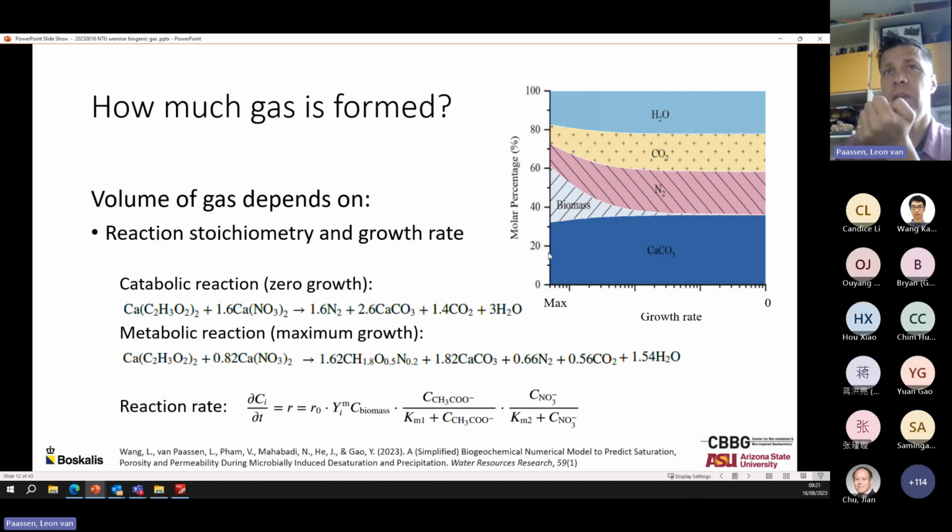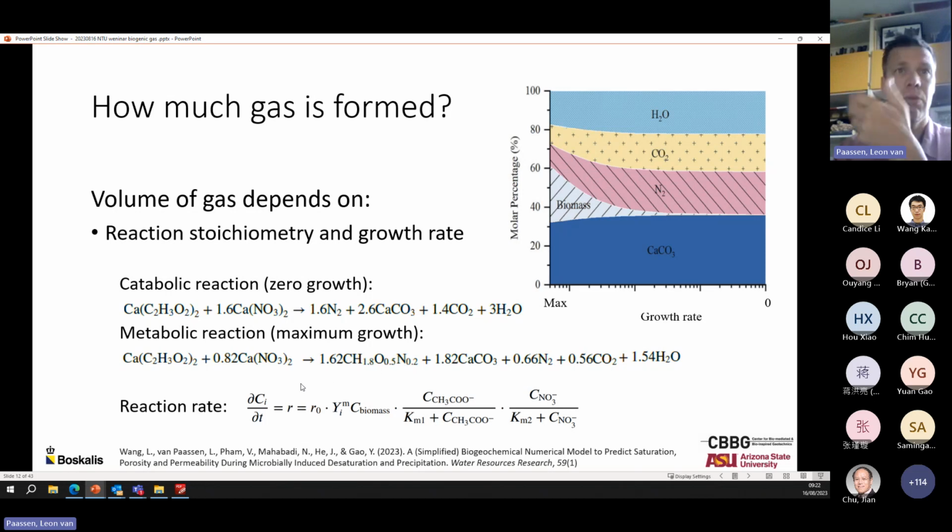So if they're very happy, they form a lot of biomass and you have relatively little amount of products left over. And if they are not very happy, the bacteria, they're inhibited, the growth is inhibited, you actually have the catabolic ratio of products as a result of the metabolism.